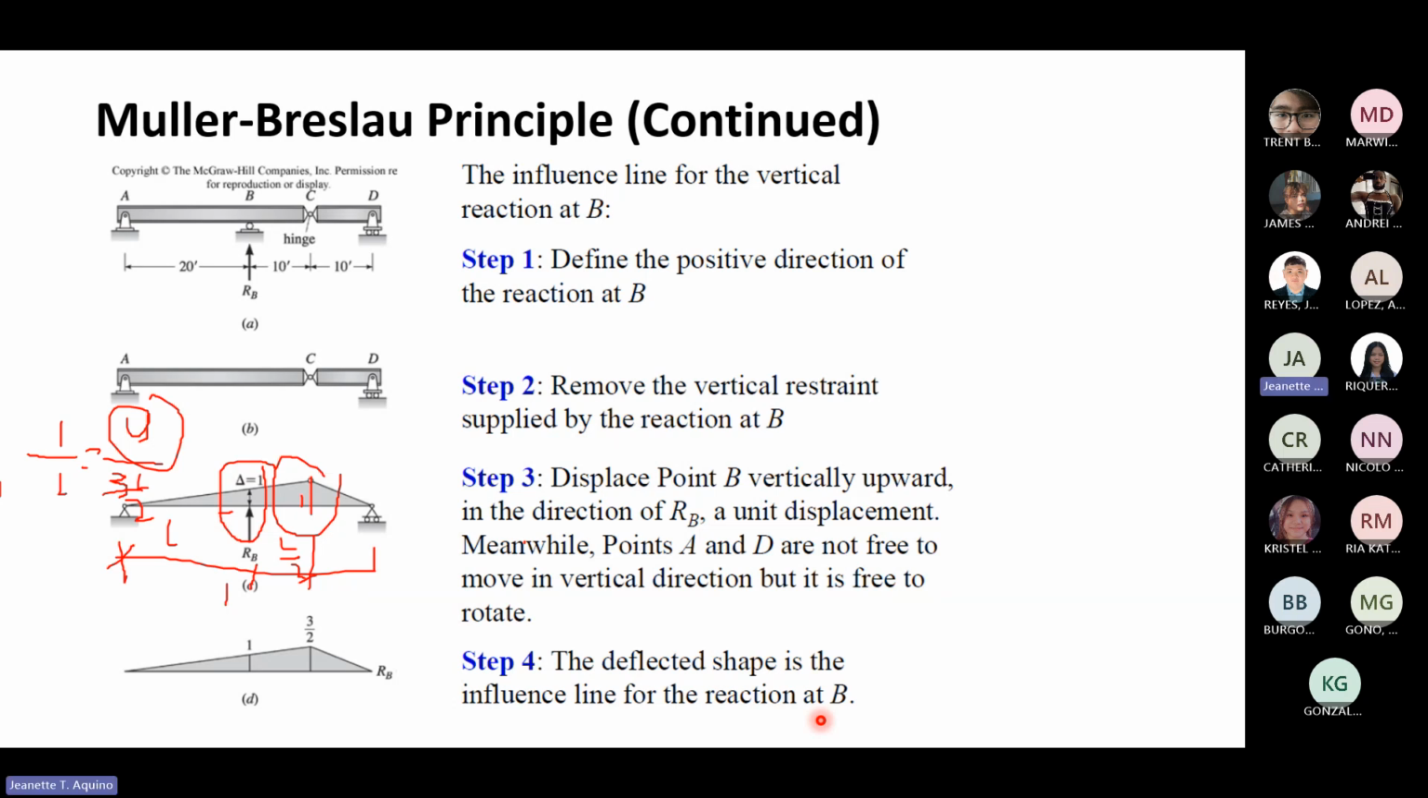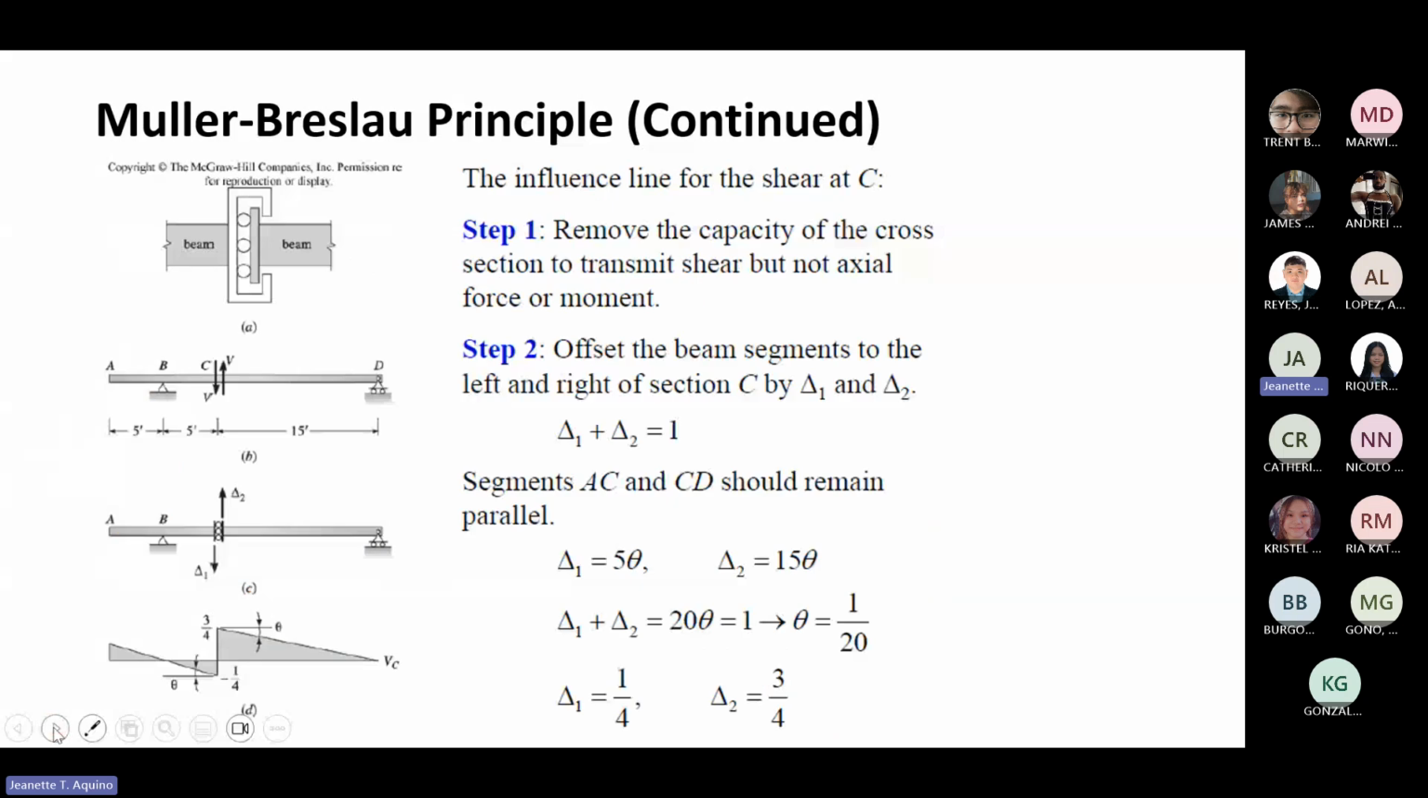Okay, another sample for the Muller-Breslow principle: the influence line for the shear at C. Remove the capacity of the cross-section to transmit the shear, but not the axial force or moment. So where is C? Are we using a different one?